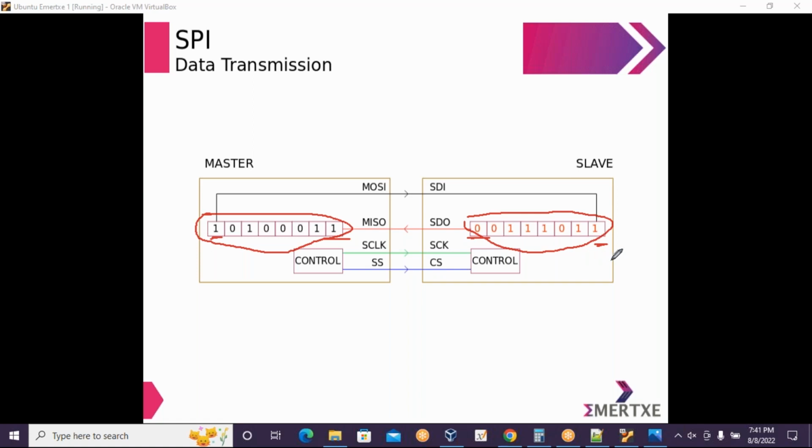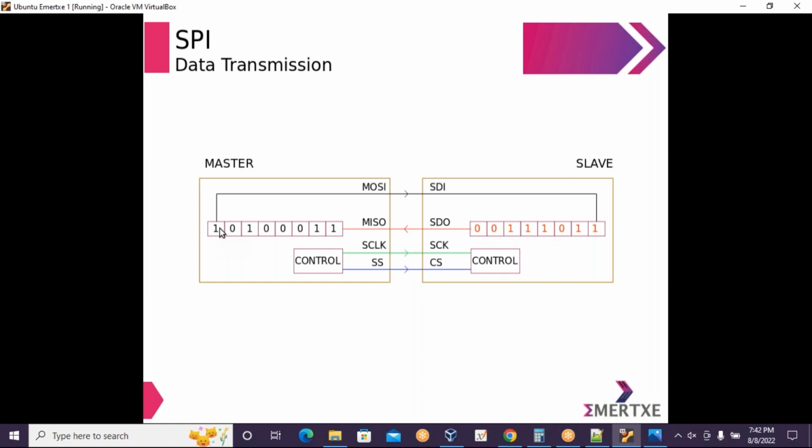Okay, so physically there is an interconnection happening. Anything I push out of the slave is going to find its place in the master. Anything I push out of the master is going to find its place at the slave. For example, let's say there is this one which you want to transmit. Initially this is what I have. Master has got 10100011 and slave has got 00111010. So let's say I want to shift this.